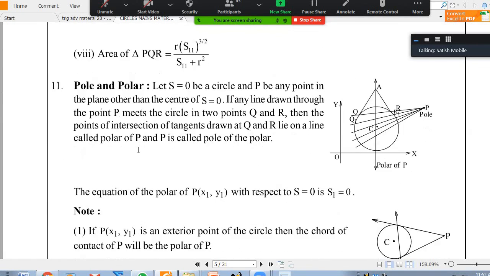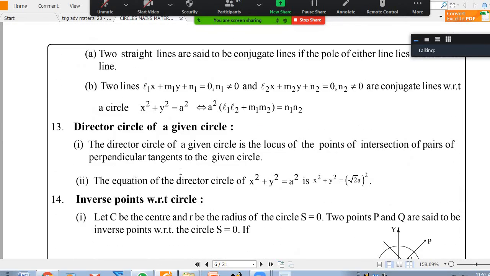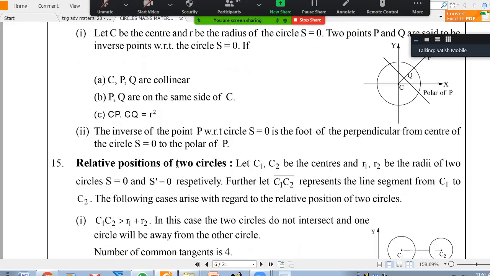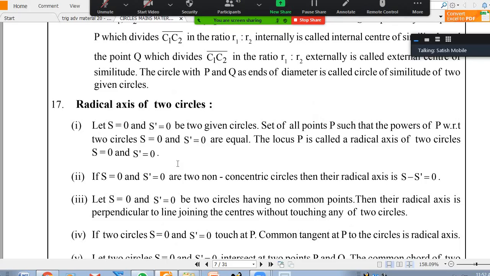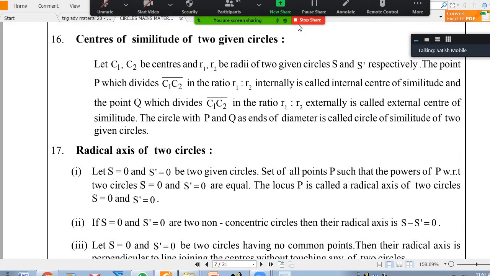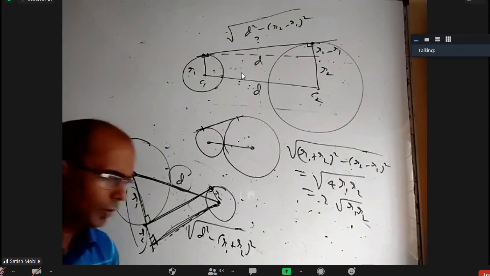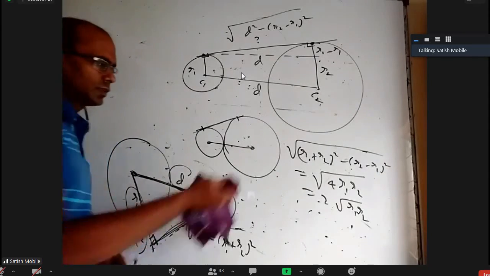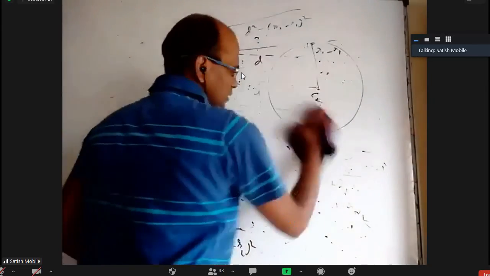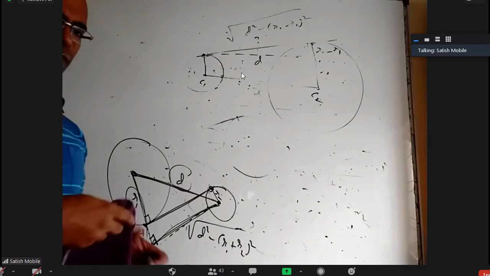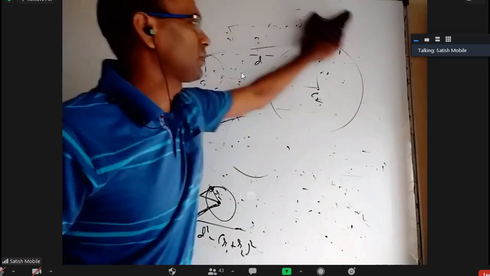Okay, we covered these points: pole, polar, and the lines. I did not cover director circle, but I'll discuss relative position of two circles. Next, radical axis. Director circle is not important here. Just I'll cover that and I'll stop for today. And tomorrow I'll discuss mainly doubts, and after that I'll discuss orthogonality, radical axis, and angle between the circles.